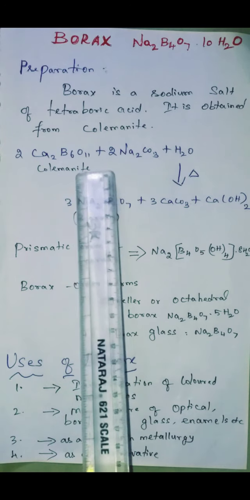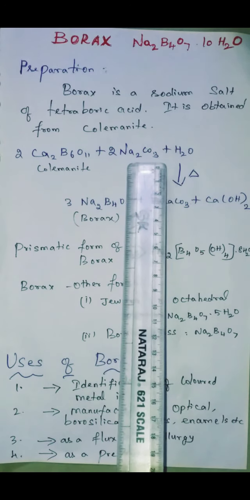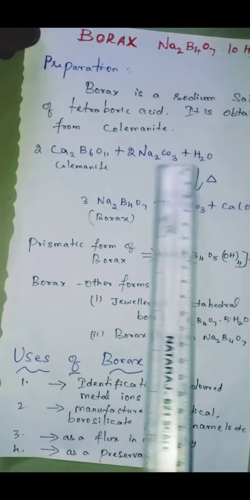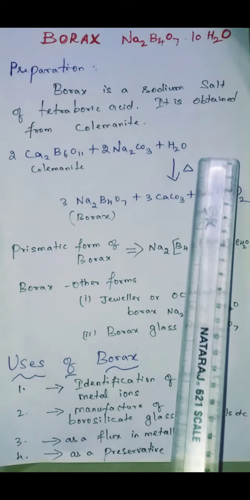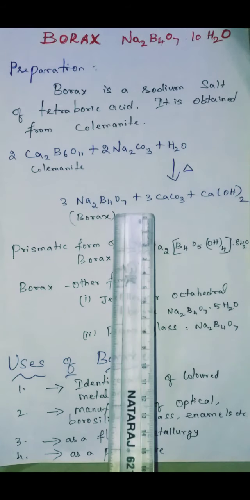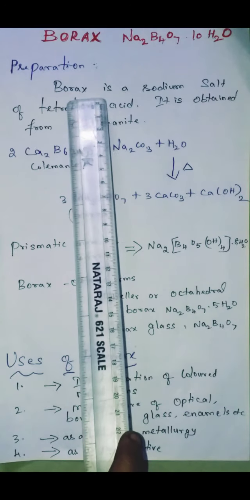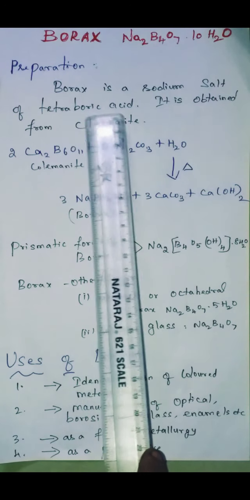Ca2B6O11. This is called colemanite. When treated with an aqueous solution of sodium carbonate and heated, it forms borax, calcium carbonate, and calcium hydroxide. So borax is a sodium salt of tetraboric acid.